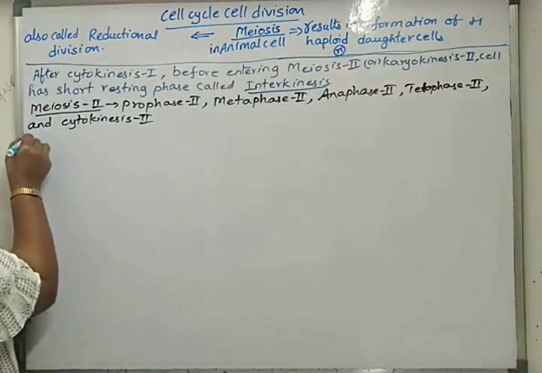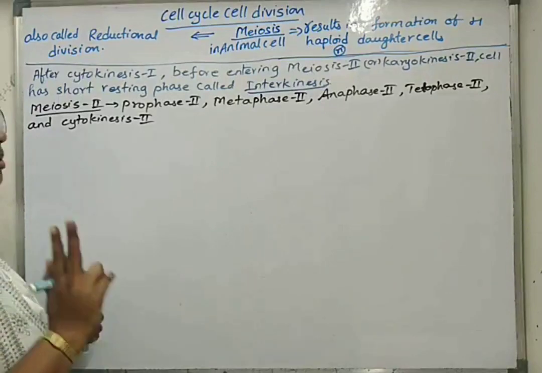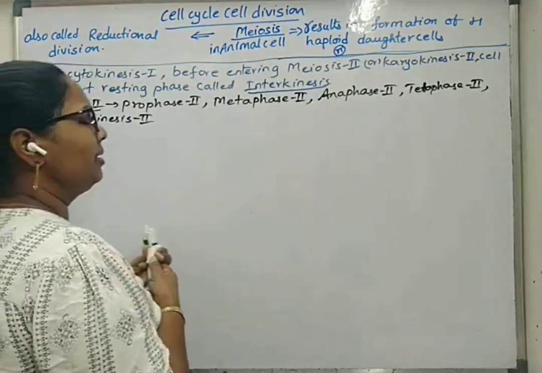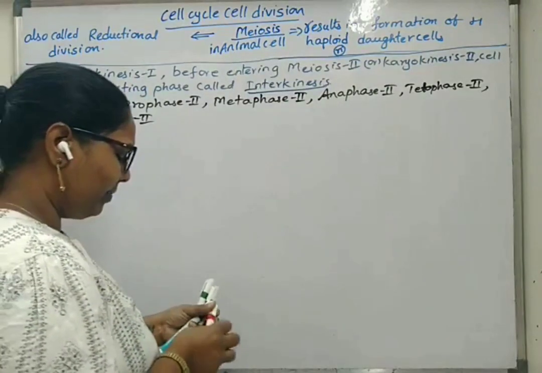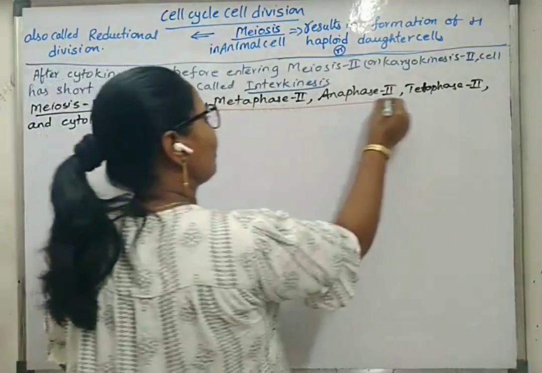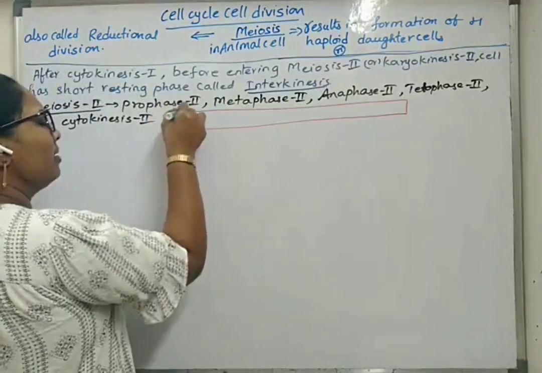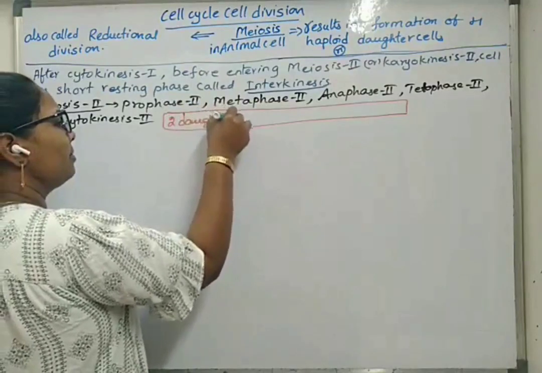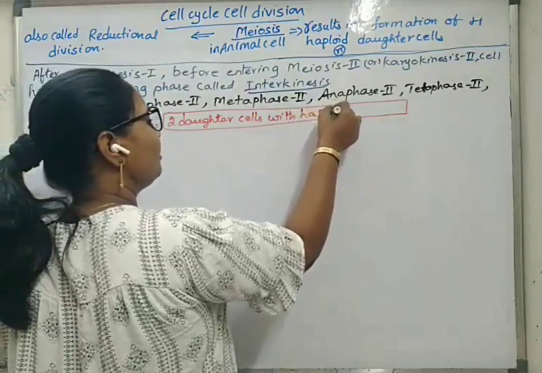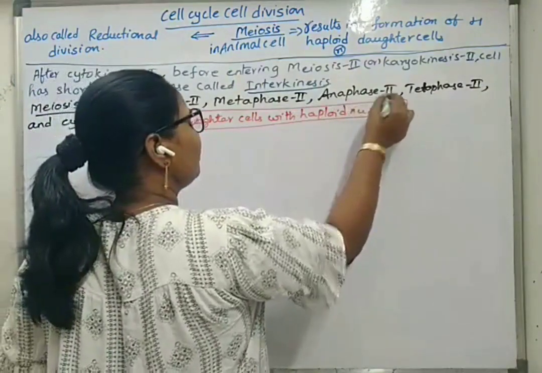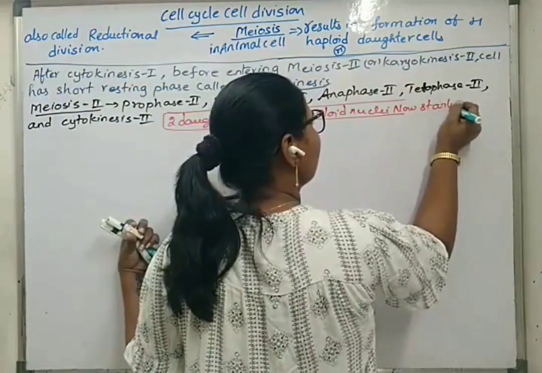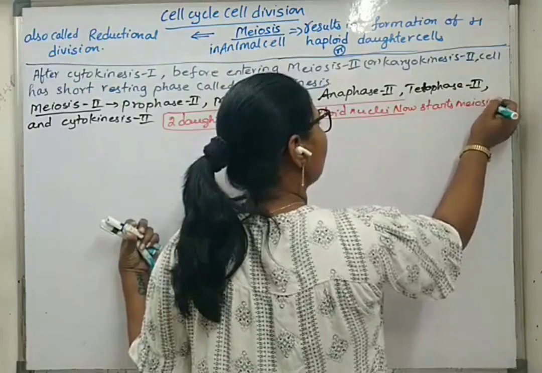So first one, prophase 2. We have got two baby cells in meiosis 1. The condition of chromosomal number is haploid after meiosis 1. Two daughter cells with haploid nuclei. Now starts meiosis 2.